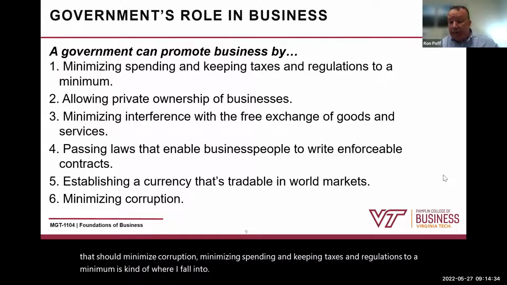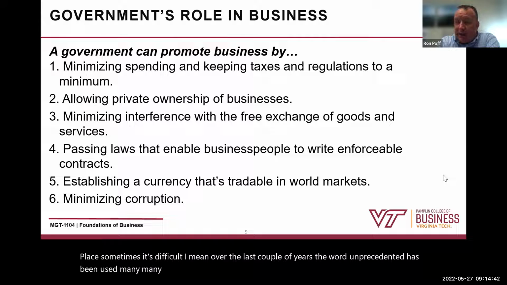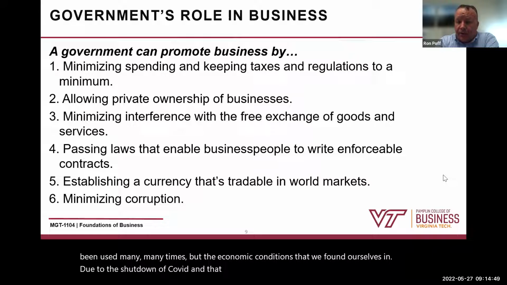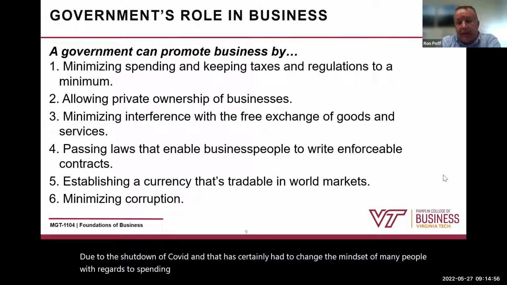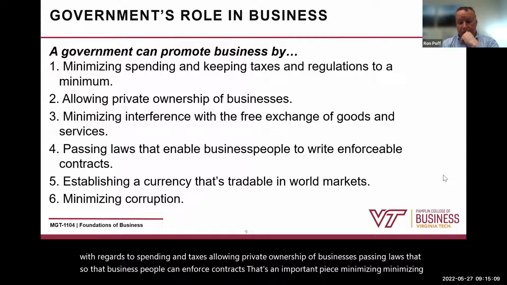And sometimes it's difficult. Over the last couple of years, the word unprecedented has been used many, many times, but the economic conditions that we found ourselves in, due to the shutdown of COVID, have certainly had to change the mindset of many people with regards to spending and taxes, allowing private ownership of businesses, passing laws so that business people can enforce contracts. That's an important piece.